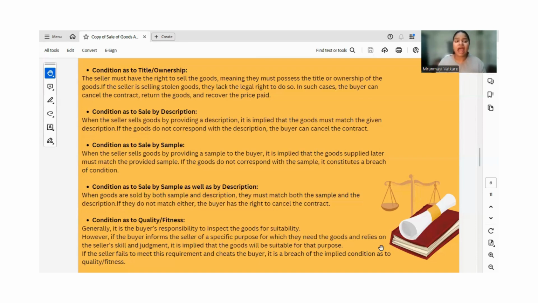Then comes condition as to sale by sample. When the seller sells goods by providing a sample to the buyer, it is implied that the goods supplied later must match the provided sample. If the goods do not correspond to the sample, it constitutes a breach of condition.